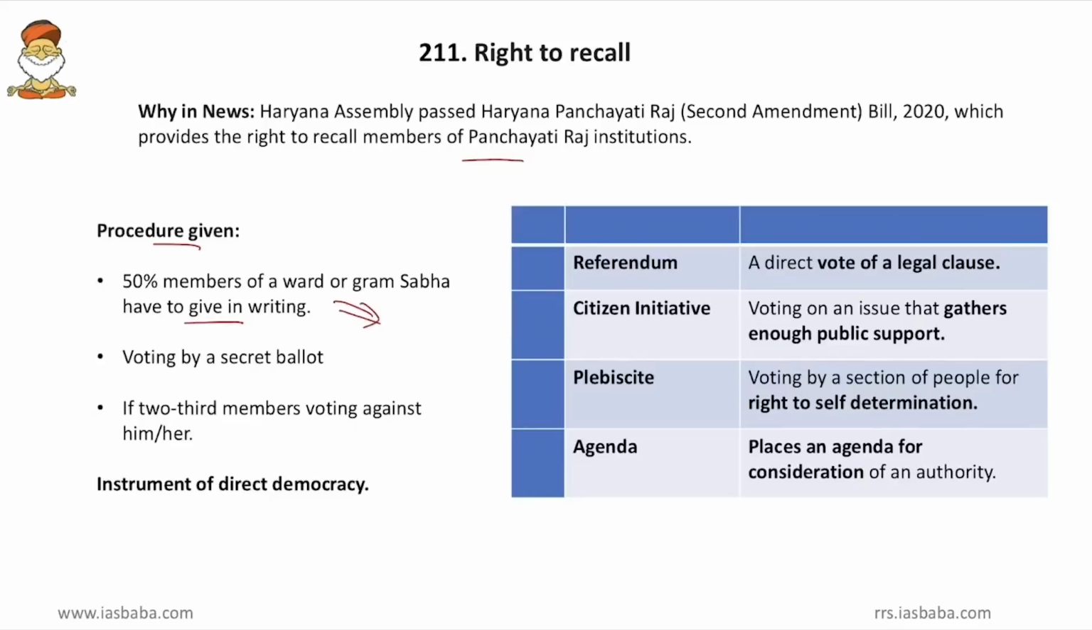So, once the motion is initiated, then the voting takes place by a secret ballot. So, we will remember secret ballot as a fact because secrecy has to be maintained. And following the voting, if 2/3 members vote against the candidate, then the candidate shall be recalled from his office. So, this is an instrument of direct democracy, and when we discuss about direct democracy, we will take up other instruments of direct democracy for discussion.